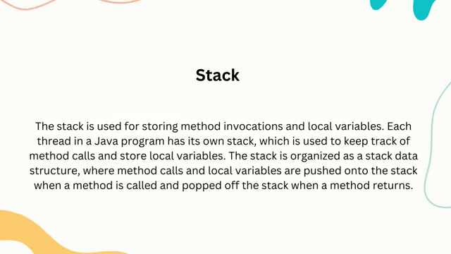The stack is used for storing method invocations and local variables. Each thread in a Java program has its own stack, which is used to keep track of method calls and store local variables. The stack is organized as a stack data structure, where method calls and local variables are pushed onto the stack when a method is called and popped off the stack when a method returns.